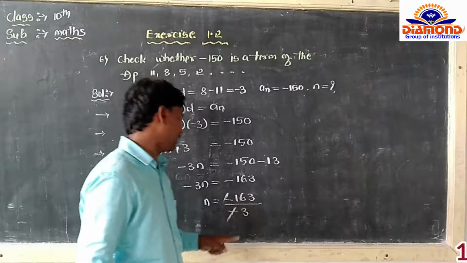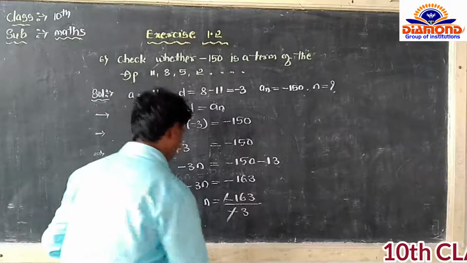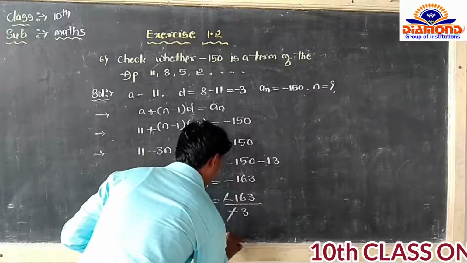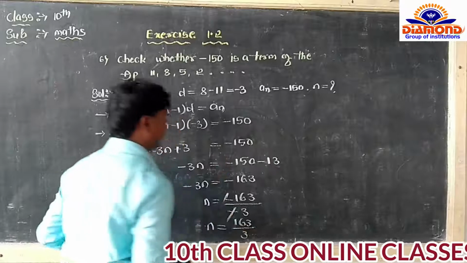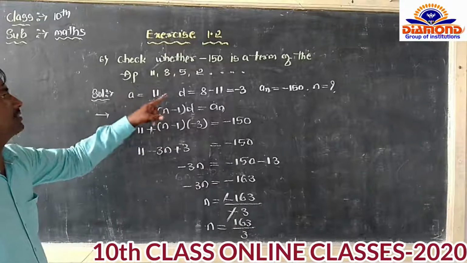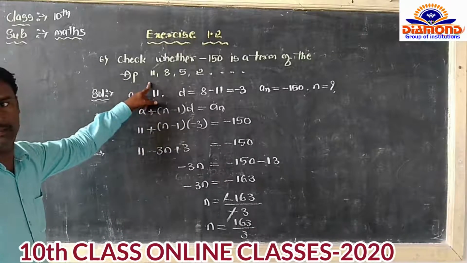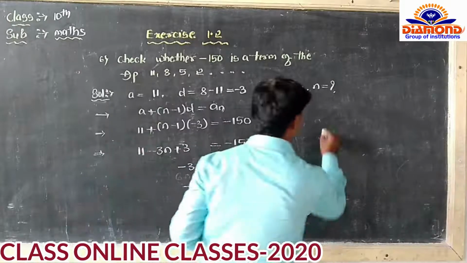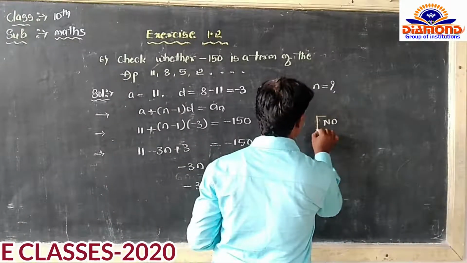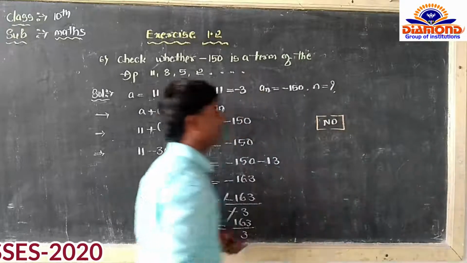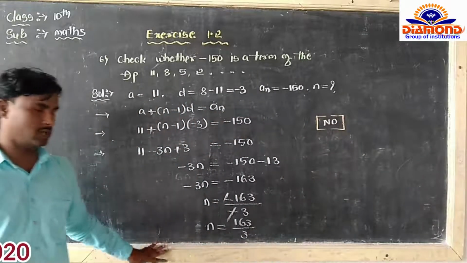13. 13 is not divisible by 3, which means this is coming as a decimal. So minus 150 is not a term of the given AP. This is the answer. We can say the answer is no. Minus 150 is not a term of the given AP. This is the solution answer.